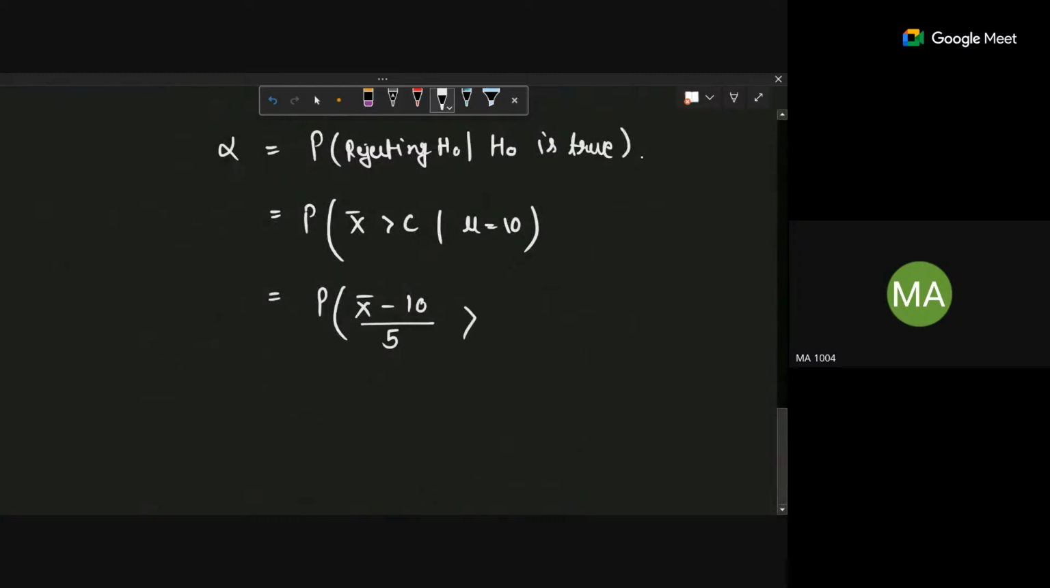upon 5 is greater than C minus 10 by 5, right? We will do this kind of stuff there, and we will find what is the value for this C.